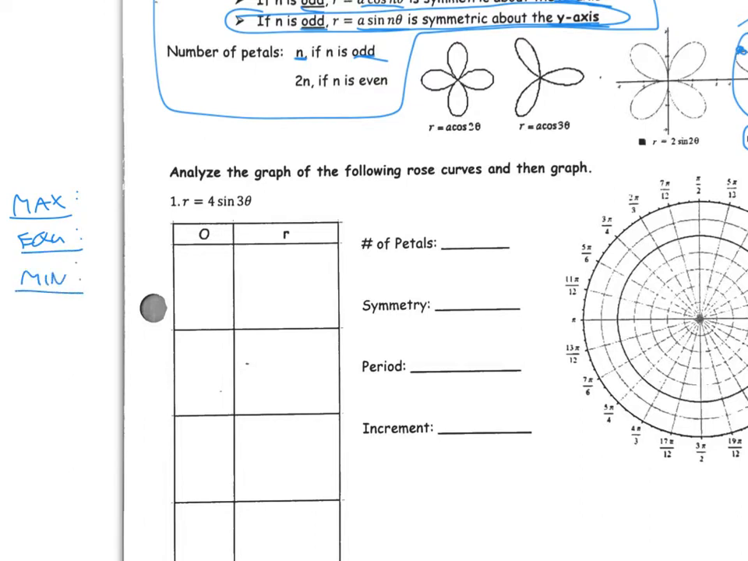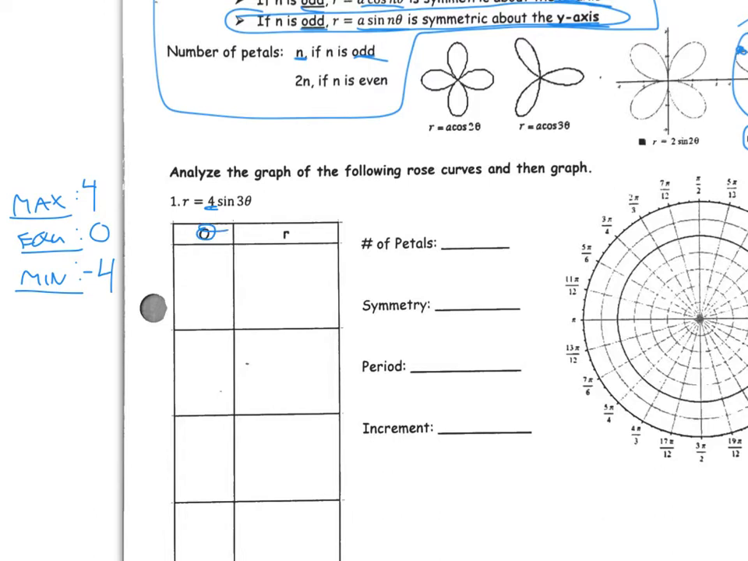Now the good thing about this, there's no vertical shifts. So this is kind of the amplitude right here. So the max is going to be 4, minimum is -4, and the equilibrium is 0. So those are the only values we're going to get for r, right? It's kind of replacing the y value. Now this is supposed to be theta right here.